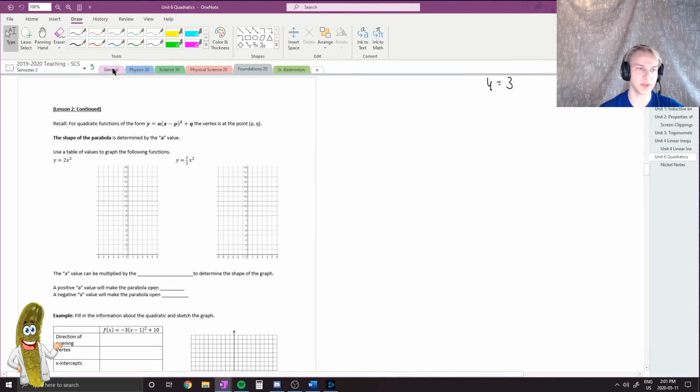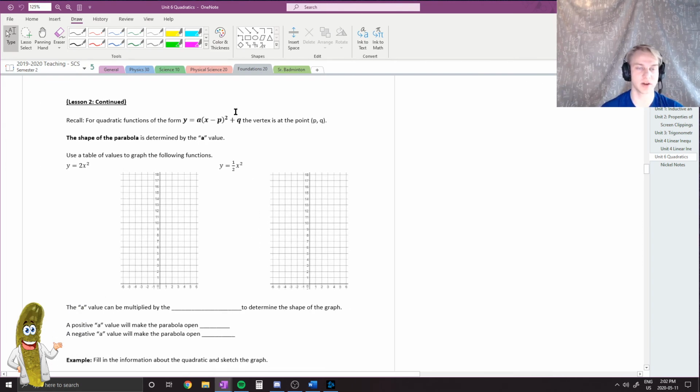So, just a refresher of what we learned. We learned about this particular equation here: y is equal to a bracket x minus p squared plus q. And we said that that was vertex form. We said that p and q represented the x value and the y value of the vertex, and the one confusing thing that we said was interesting about this formula was this negative sign.